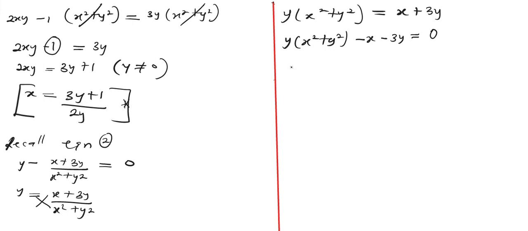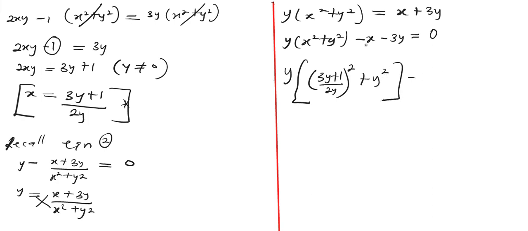We have y, then we have x squared. We are going to have ((3y plus 1) divided by 2y) all squared plus y squared. Okay, minus x, we are going to write this again, (3y plus 1) divided by 2y, then minus 3y equals 0. Okay, so this is what we have, right? So the next step is for us to concentrate on this.